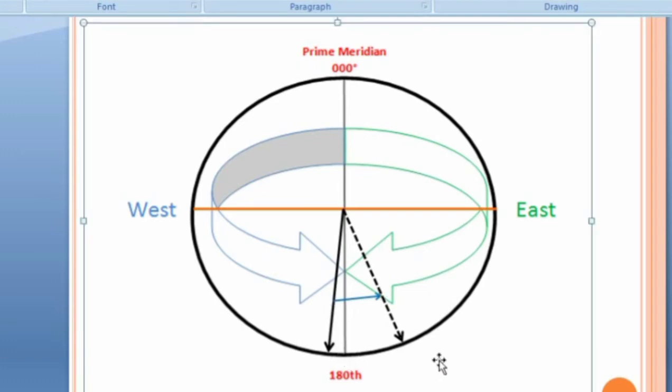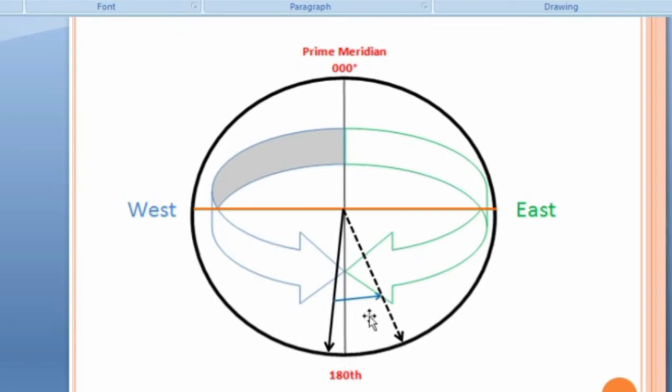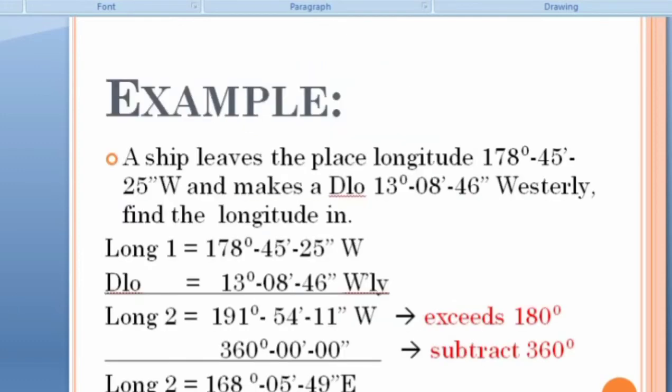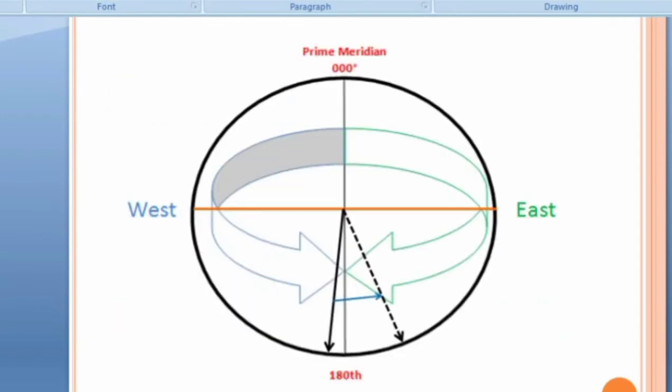So in order for us to obtain the value, we should subtract the added value of the longitude and the difference of longitude from 360 degrees in order for us to obtain the exact value of the longitude, which is represented by this broken arrow here.